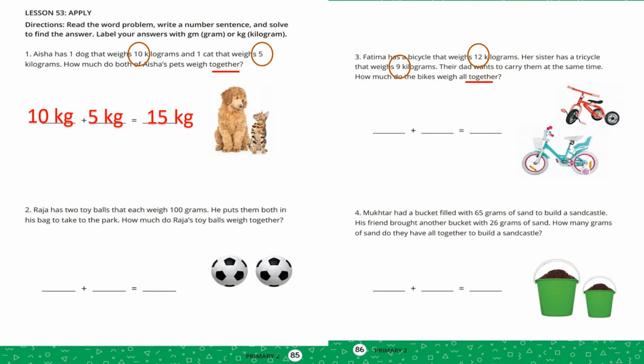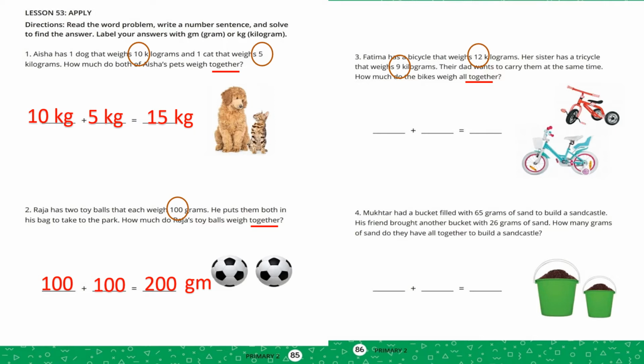Number 2. Raja has two toy balls that each weigh 100 grams. He puts them both in his bag to take to the park. How much do Raja's toy balls weigh together? Make a circle around the numbers, underline the keyword. The keyword here, together. And we have here two balls. Each ball weighs 100 grams. Then 100 plus 100 equals 200, and the unit here is gram.